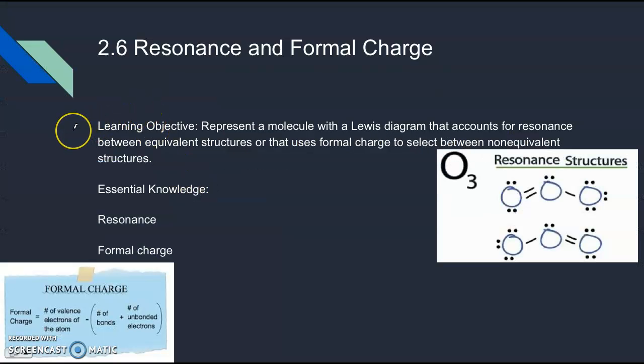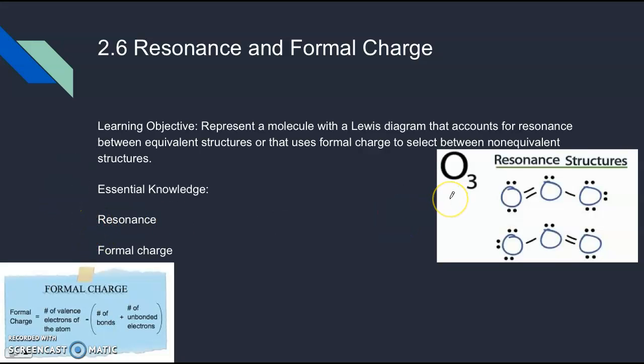And 2.6 is on resonance and formal charge, and this deals with Lewis structures also. But the learning objective is to represent a molecule with a Lewis diagram that accounts for resonance between equivalent structures, or that uses formal charge to select between non-equivalent structures. So the essential knowledge, the first one is resonance.